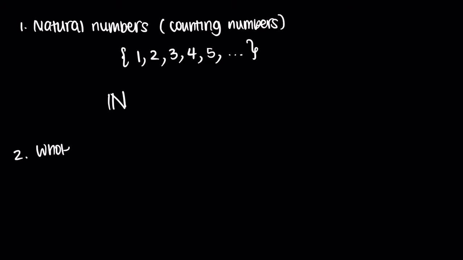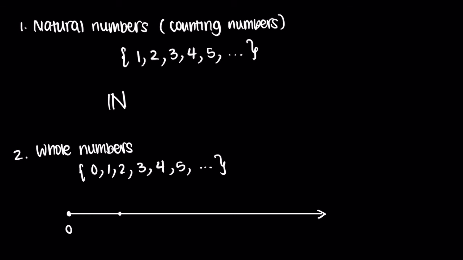Now, the next set of numbers that we're going to talk about are whole numbers. And whole numbers are any numbers in the set 0, 1, 2, 3, 4, 5, 6, 7, all the way up to infinity. Whole numbers can be represented by equally spaced points on a number line as shown. And they're very similar to natural numbers. The only difference is that the set of whole numbers includes 0. And the symbol for whole numbers is W, as shown.